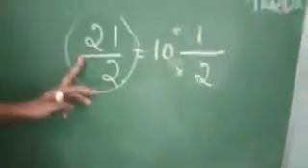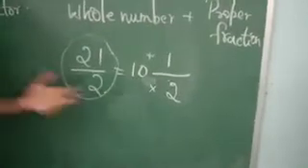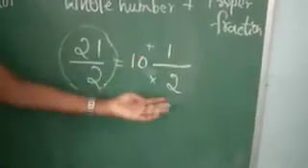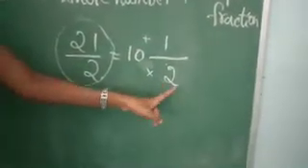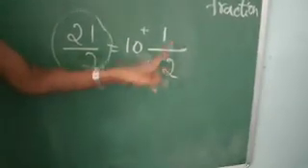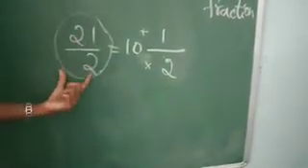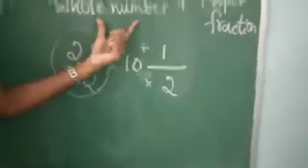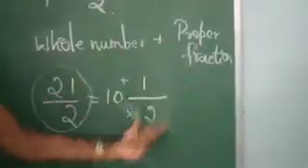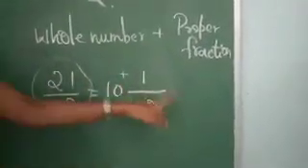So here 10 is a whole number and 1 by 2 is a proper fraction, because here the denominator is greater than the numerator. So the improper fraction is equal to a combination of a whole number and a proper fraction. That is nothing but the mixed fraction.